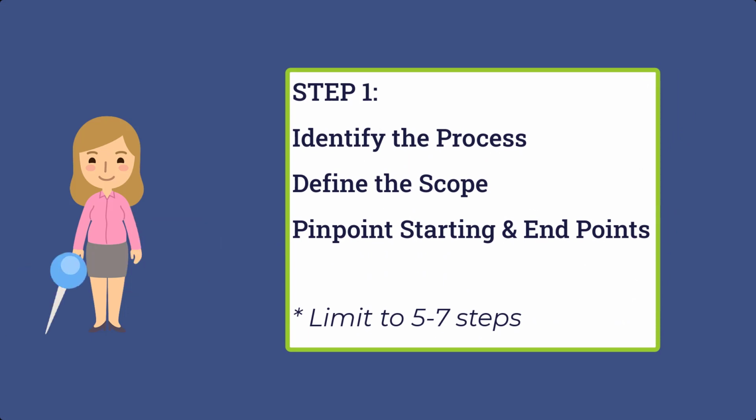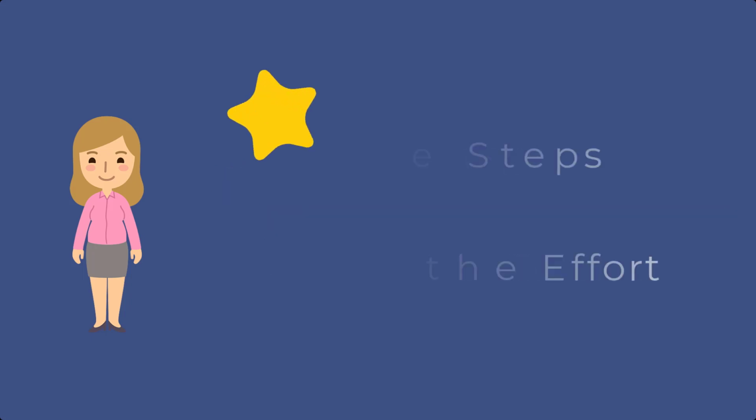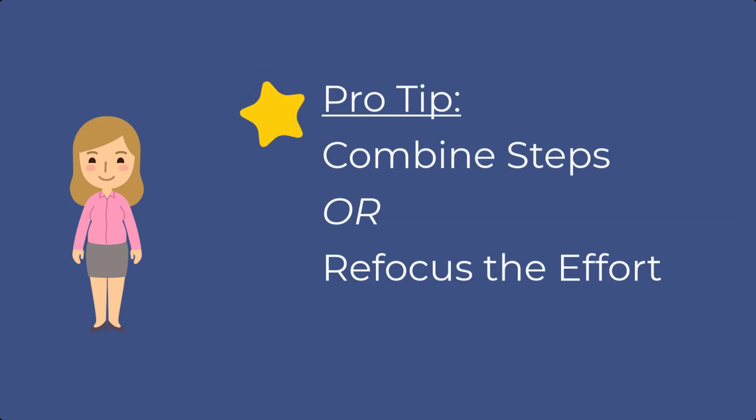So pinpoint the starting and end points of your process, then list the major steps. We usually stick to 5 to 7 steps so that we're looking at the 10,000-foot view. If you find yourself listing more than 7 steps, try combining steps or reassess and refocus your efforts. We want just the high level for this tool.